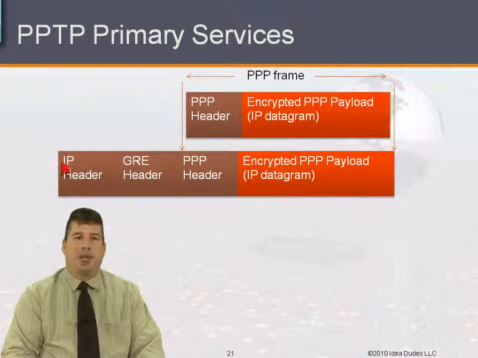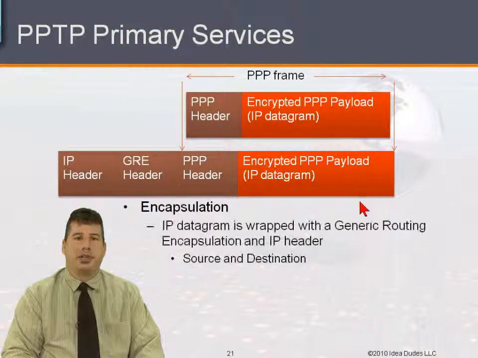Now, PPTP primary services. You can see we have the IP header, a GRE header, a PPP header, and an encrypted payload. And then we have the encryption, which is a PPP frame. So encapsulation, what it does is it encapsulates the PPP packet. The IP datagram is wrapped with a Generic Routing Encapsulation and IP header. So you can see right here, source and destination.